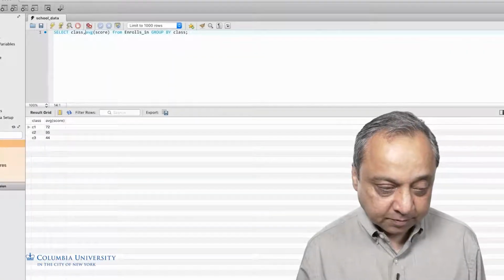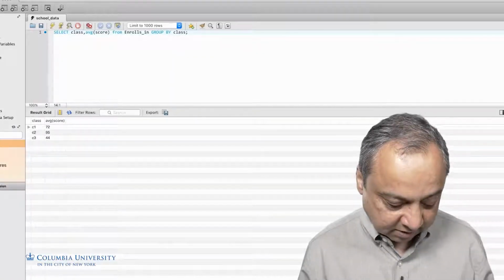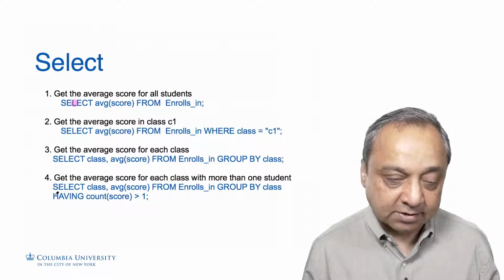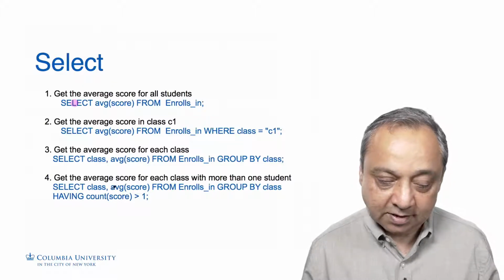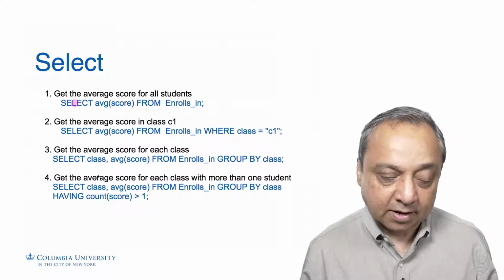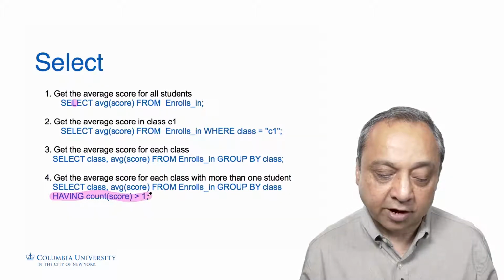We can also do some other stuff. For example, we can use what's called the having clause. What the having clause does is it says that we are doing the same thing here: select class, average score from enrolls in, group by class. I'm looking at number 4 here. And to this we add another clause, says having count score greater than 1.